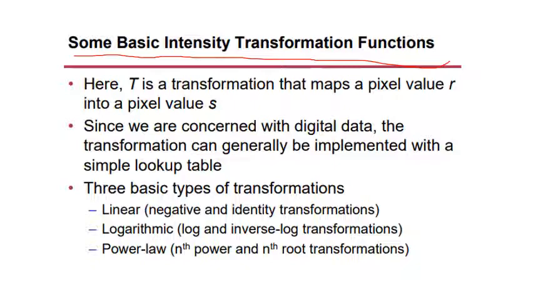So what we usually do here is take the pixel value R, and we perform some transformation and turn it into some value S. So I can say that S is equal to T of R, where R is nothing but the value of the intensity at the point X comma Y.